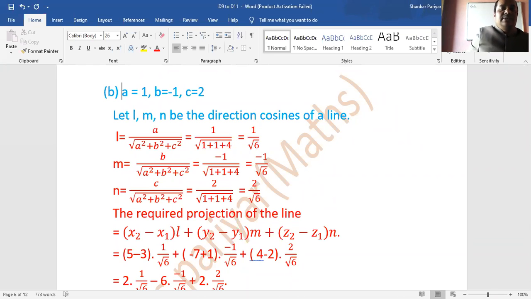If the directional ratios are given, to get the directional cosines we need to use the formula A upon root under A square plus B square plus C square. So here, L means 1 upon root under 1 square plus 1 square plus 2 square, meaning 4. So 1 by root 6. M is equal to B upon root under A square plus B square plus C square, so minus 1 by root 6. N is equal to this, so divided by root 6.